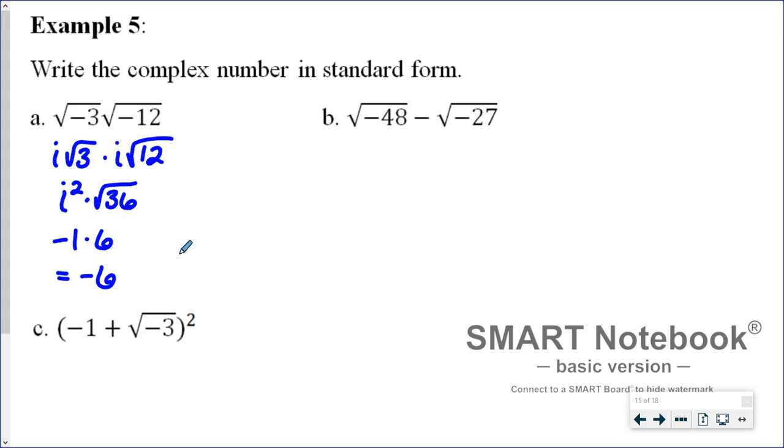All right. Wait, but the square root of 36 can be negative or positive? Yes. So you actually can say that this is plus or minus, which is why I don't like to do it this way. There's a much easier way.